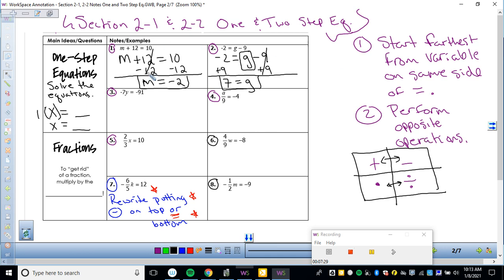So the first one we had to subtract as the opposite operation. The second one we had to add. This next one, number 3, copy this down please. Negative 7y equals negative 91. When I have a negative 7 in front of the y, what operation is going on in the equation right now?